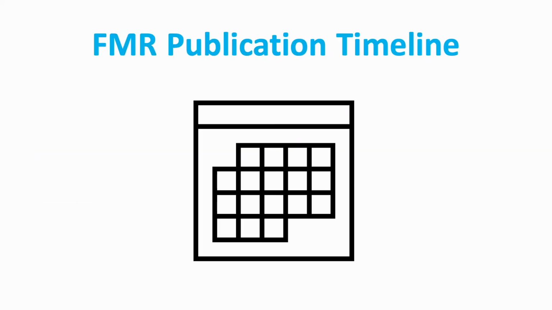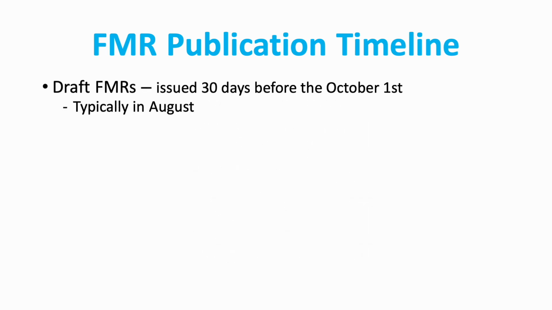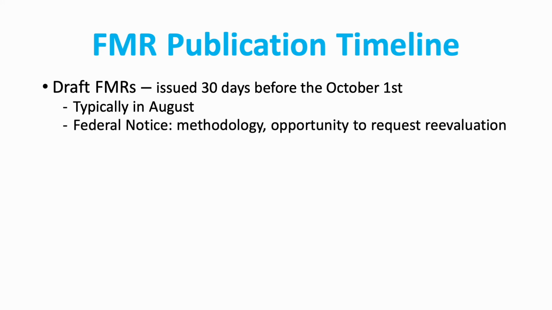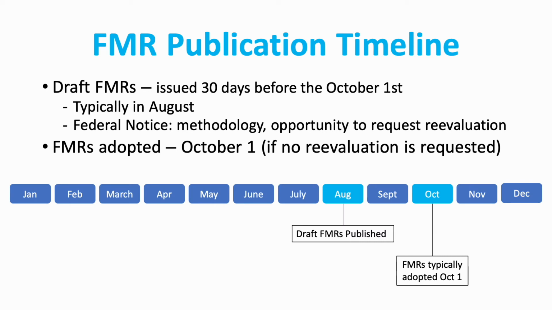Draft FMRs must be issued 30 days before the October 1st effective date. Typically, HUD issues these in August through a federal notice. In this notice, HUD provides an explanation of the methodology and offers an opportunity for public housing authorities or other interested parties to request a re-evaluation. If a PHA re-evaluation is not requested, the PHA must use the new FMRs in setting payment standards by January.